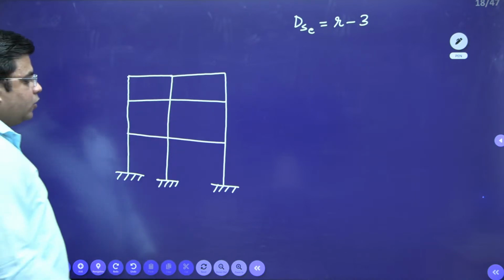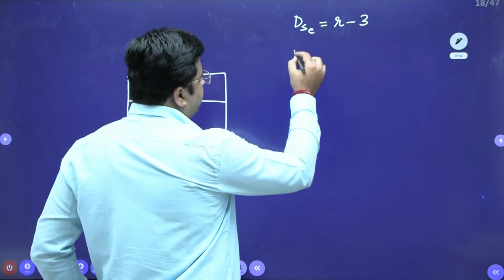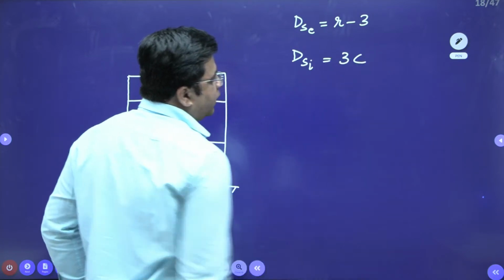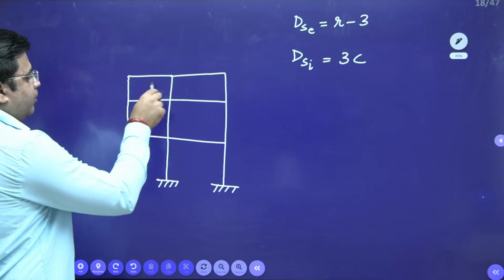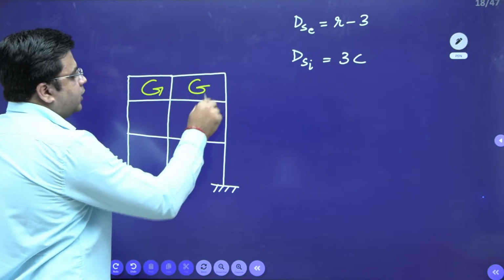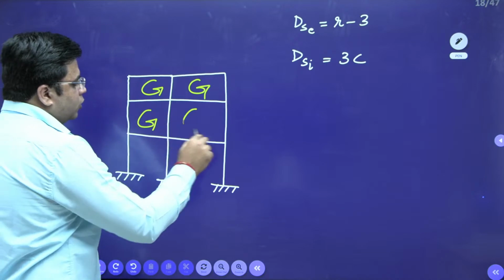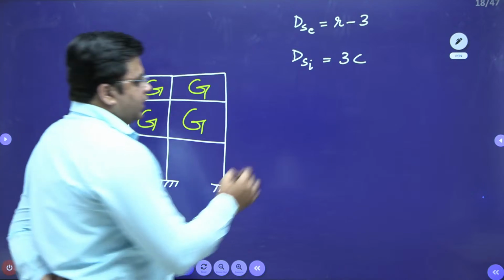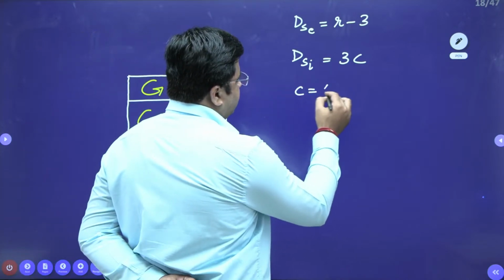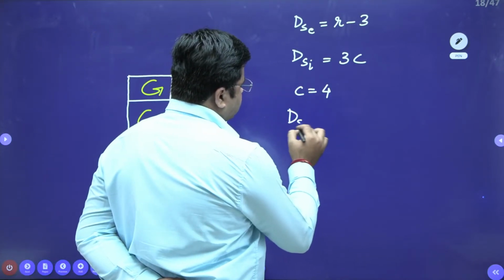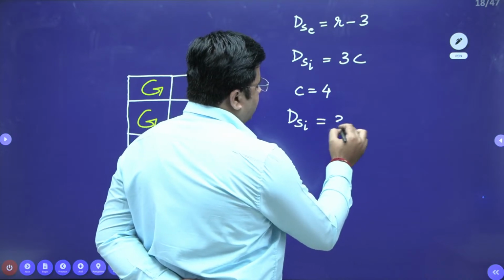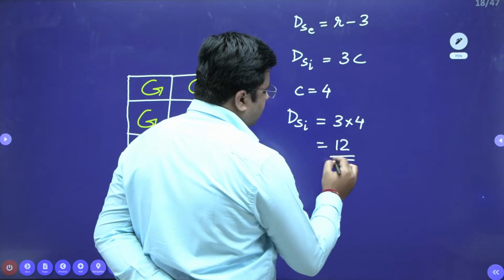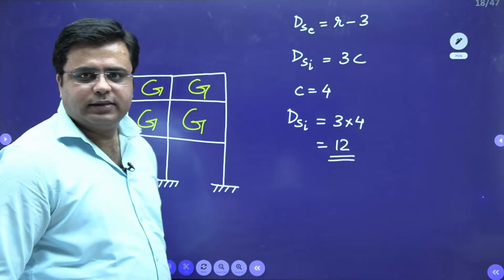Now, talking about the degree of internal indeterminacy, DSI, this is equal to 3C. Now, what is this C? C is simply the number of closed loops that are present. The total number of closed loops present is the value of C. So here C is 4, so your DSI is 3 into 4, that is 12. This is easy, I guess.